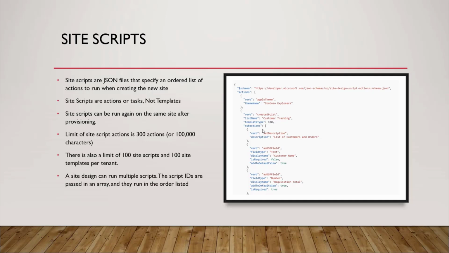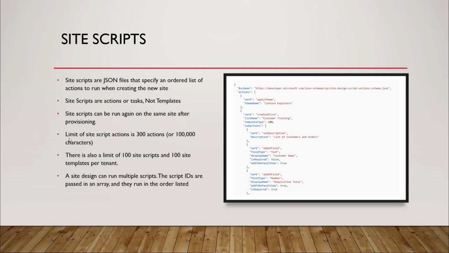And under sub actions, you can set a description for the list. You can add various fields. You can see here there is a text field being added. Is it required? Does it need to be added to the default view? You can play around with all those things, and you can specify these actions in the site script so that they run when a site design is run.